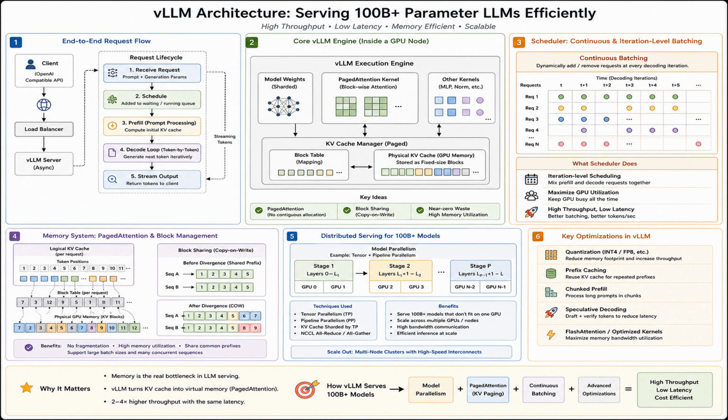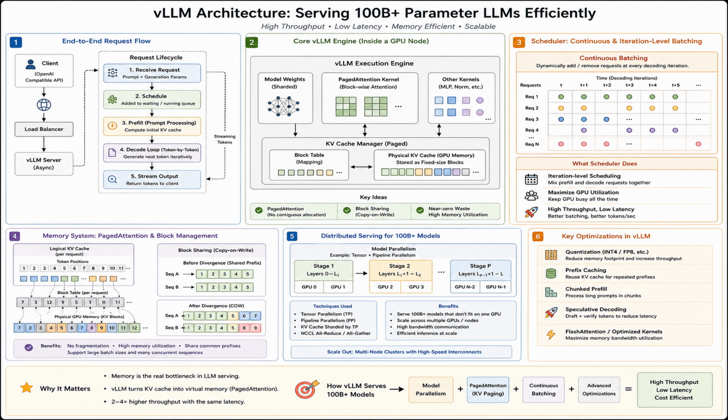Communication between GPUs is handled using high-speed interconnects and collective operations. This allows the system to scale beyond a single GPU or a single node. Without this, large models simply would not fit into memory.